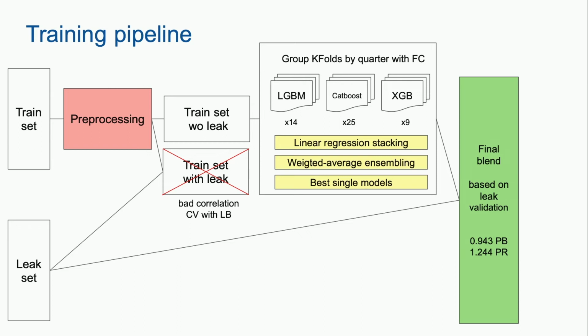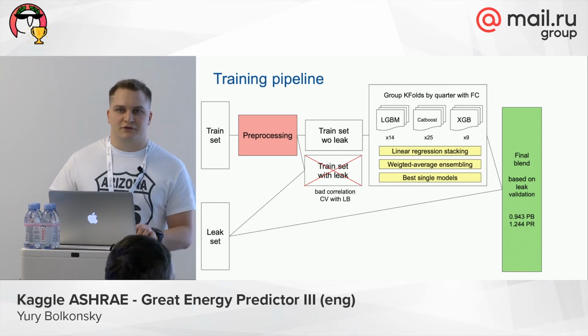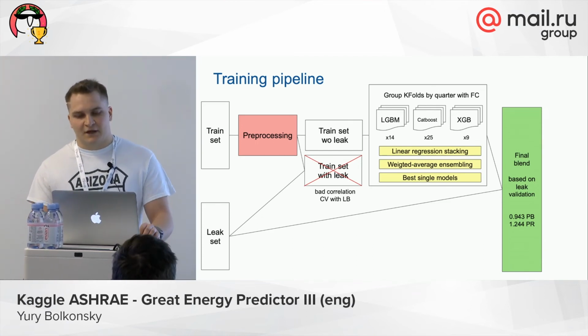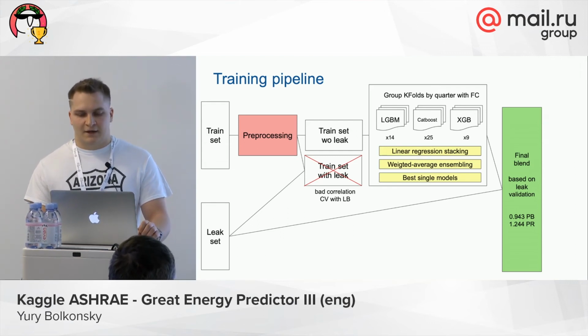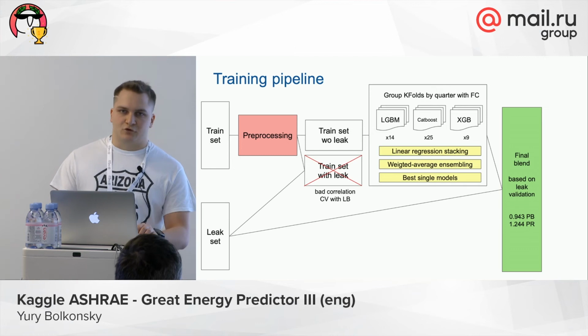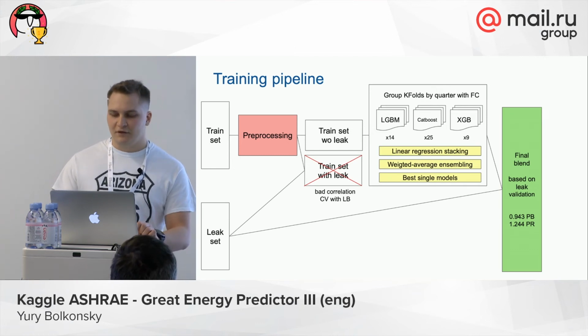So for all our models, we used the training set without any leak in the training step. As cross-validation, we used GroupKFold by quarters with feature selection. We prepared around 14 LightGBM, 25 CatBoost, and 9 XGBoost models. For each model, we prepared a different feature selection, like a different combination: LightGBM with CatBoost feature importance selected features, XGBoost with the Boruta feature selector, and so on. After that, we used very famous techniques like linear regression stacking, weighted average ensembling, and also we chose some best single models which showed us the best result.